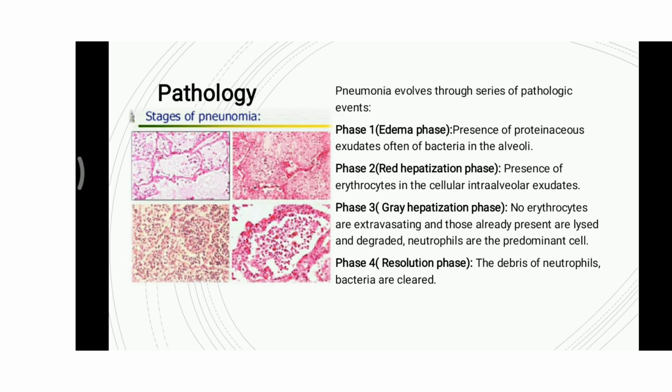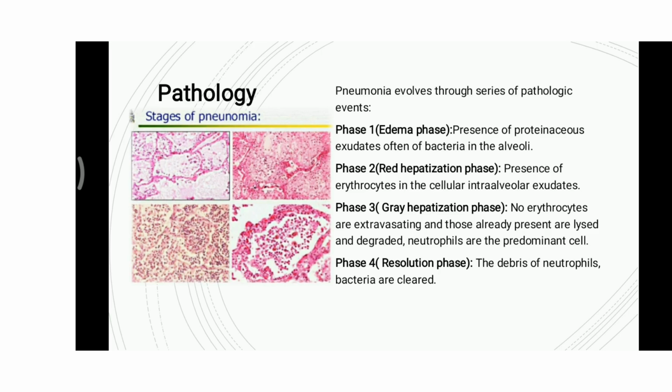The second phase is phase 2, which is the red hepatization phase. In the second picture, it is clearly visible that the cells are a little bit red in color, which means the presence of erythrocytes, meaning RBCs, in the cellular extra-alveolar exudates. So in the red hepatization phase, the alveoli are filled with erythrocytes.